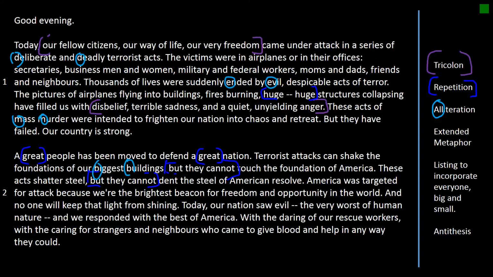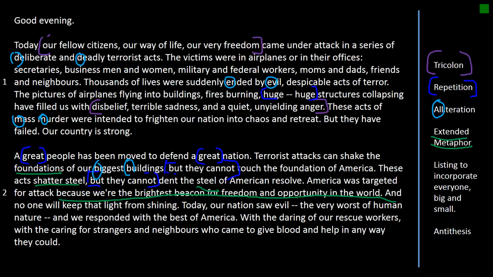Extended metaphors are repeated reference to a single image. Okay, there's quite a lengthy extended metaphor here that I'm going to try and underline in green for you. Okay, it starts with the foundation. Okay, so talking about America having a foundation of steel, being strong. Okay, and we can't shatter that steel. Okay, because we're the brightest beacon for freedom and opportunity in the world.